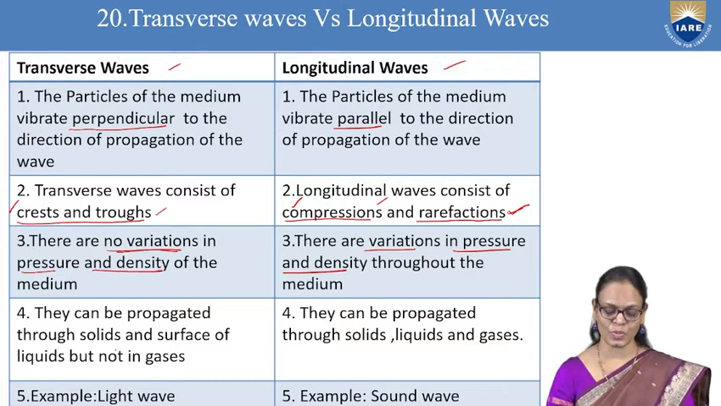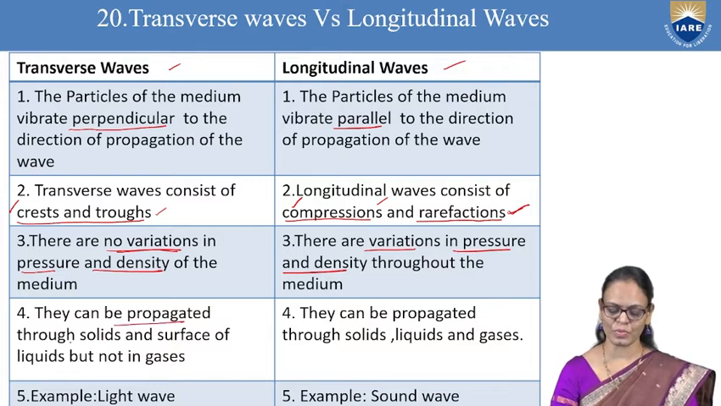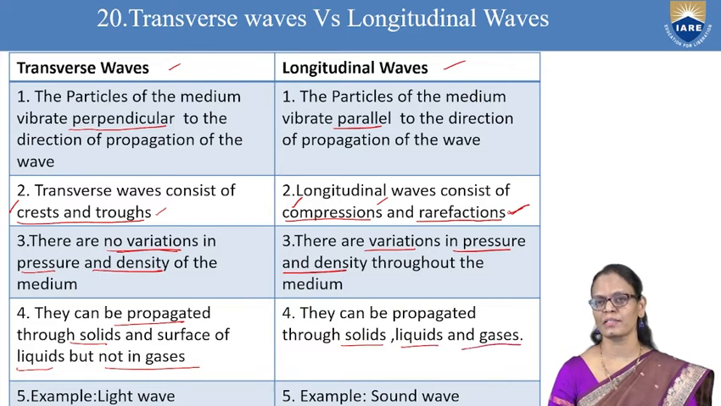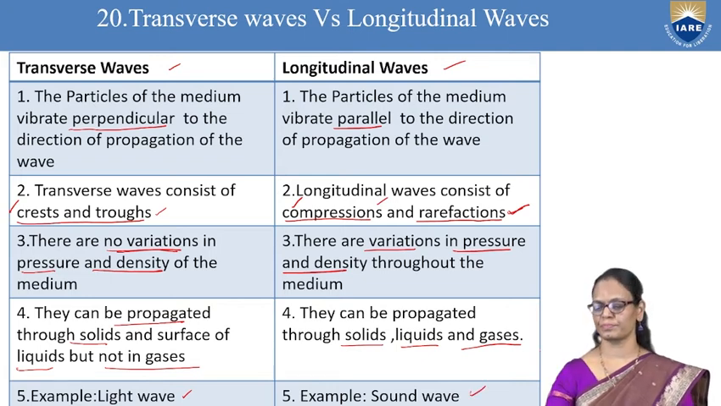Then, transverse waves can be propagated through solids and surfaces of liquids only, but not in gases. So, we generally say they travel through solids. But when it comes to longitudinal waves, they pass through solids, liquids and gases also. An example of a transverse wave here is the light wave, and of a longitudinal wave it is the sound wave.